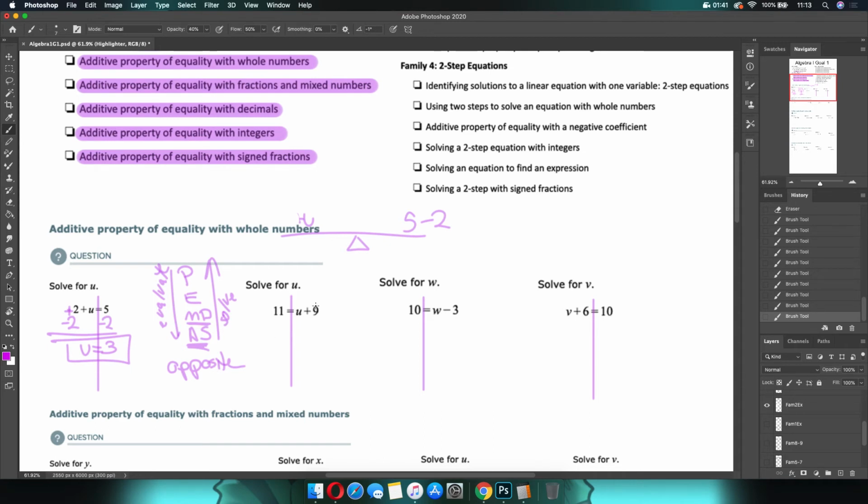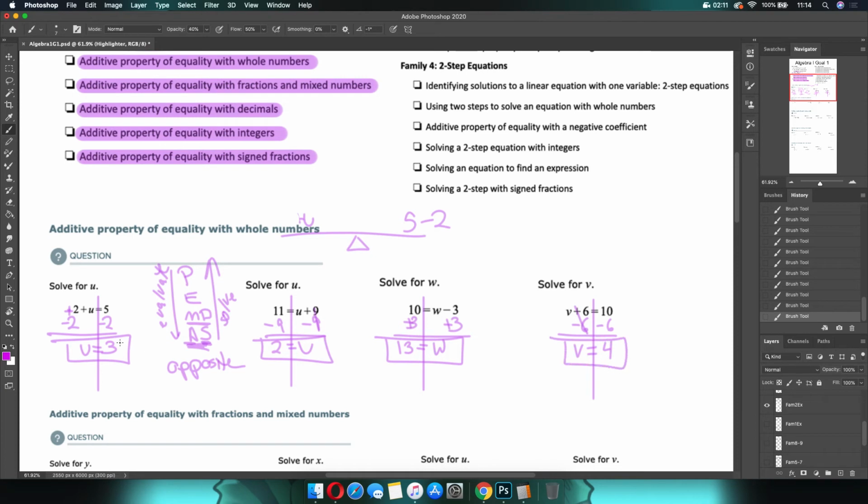Over here we have a plus 9, so we're going to subtract 9 on one side, subtract 9 on the other. U equals 2. Next, minus 3, and I say that because this is subtraction. What's the opposite of subtraction? Addition. What I do to one side, I do to the other. So plus 3, W equals 13. All right. Next one, we have addition again. The opposite of addition is subtraction. So minus 6, V equals 4.